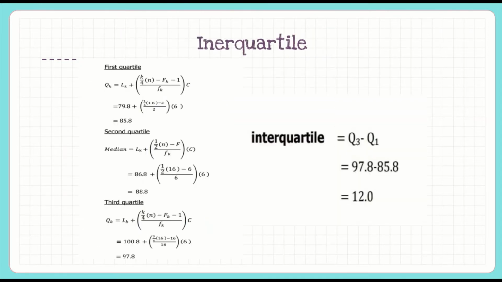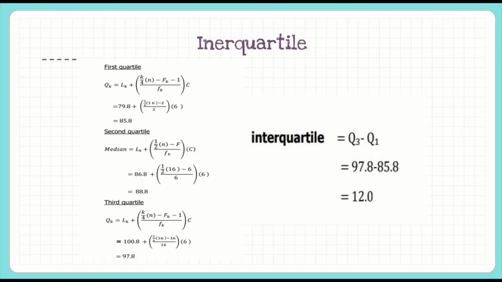For the interquartile range, the first step is we find the first quartile, which is 85.8, the second quartile, 88.8, and the third quartile, 97.8. Hence, the formula for interquartile range is quartile 3 minus quartile 1. So, the answer for the interquartile range of Johor is 12.0.